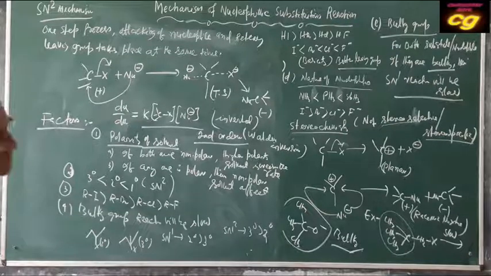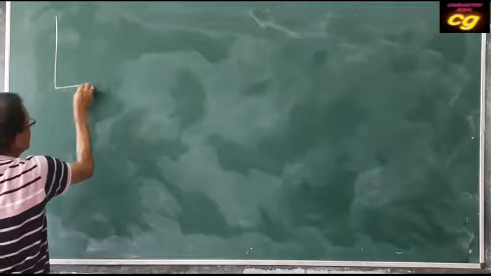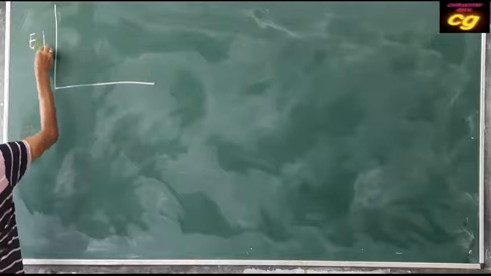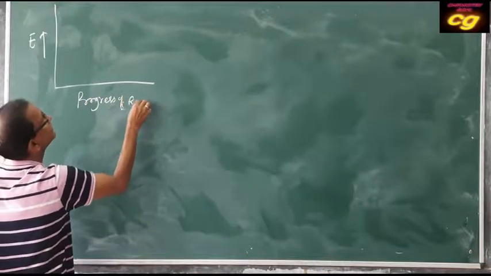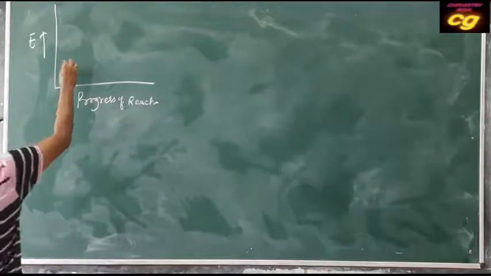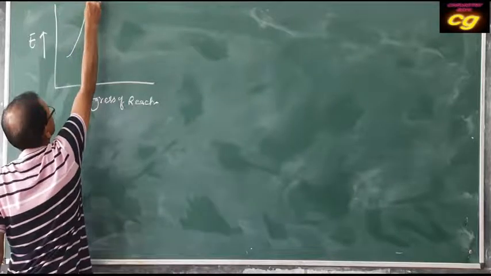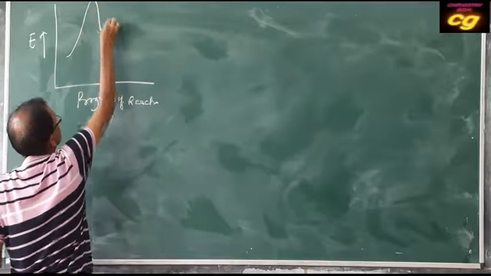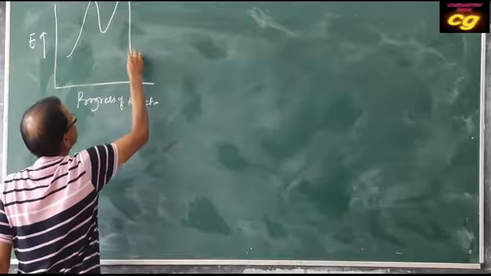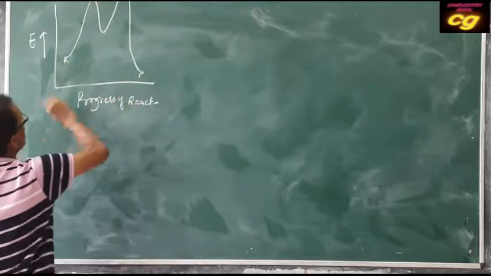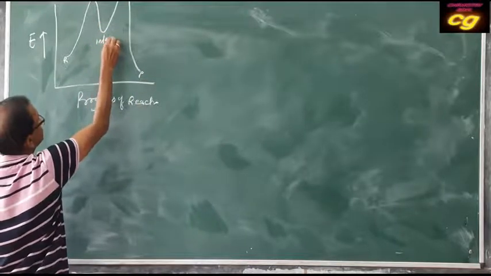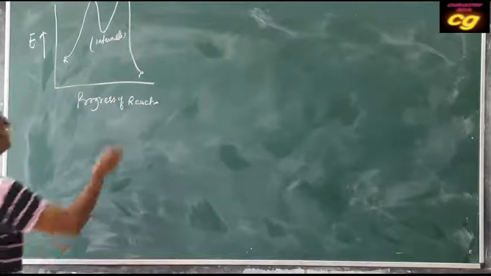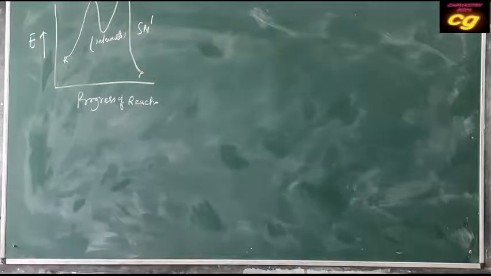Okay, you practice more. What is the difference between SN1 and SN2 reactions graphically? You see, this is your potential energy, and this is the reaction progress. If you see the SN1 reaction, this is your reactant, this is your product, and this is your transition state. This is also called a transition state. This is called the intermediate. Formation of the intermediate is an example of the SN1 reaction.